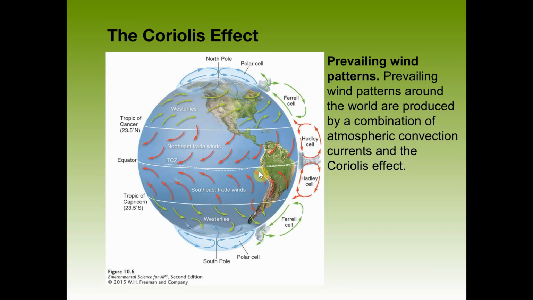So if we look at the major wind patterns that are created by these convection currents, we have the northeast trade winds, which start out coming this way and then get deflected to their right.